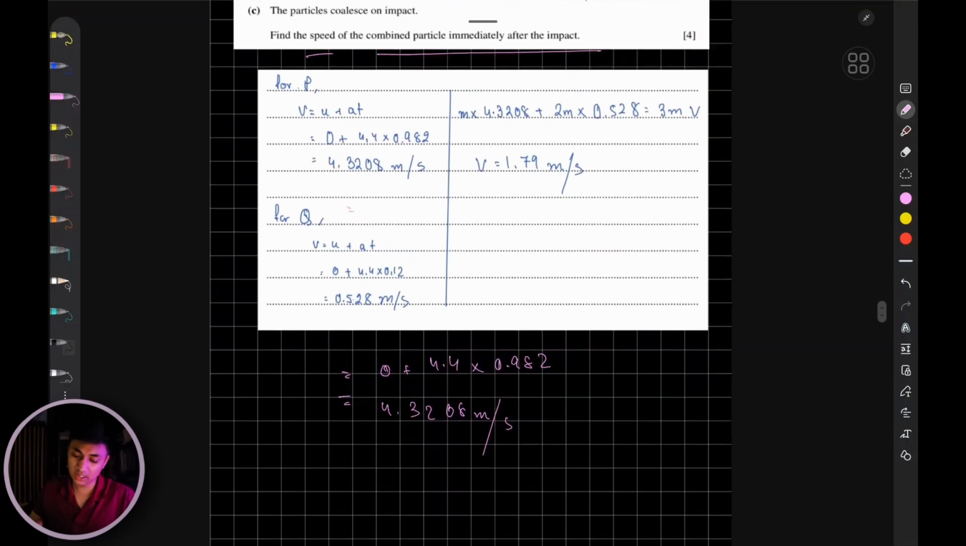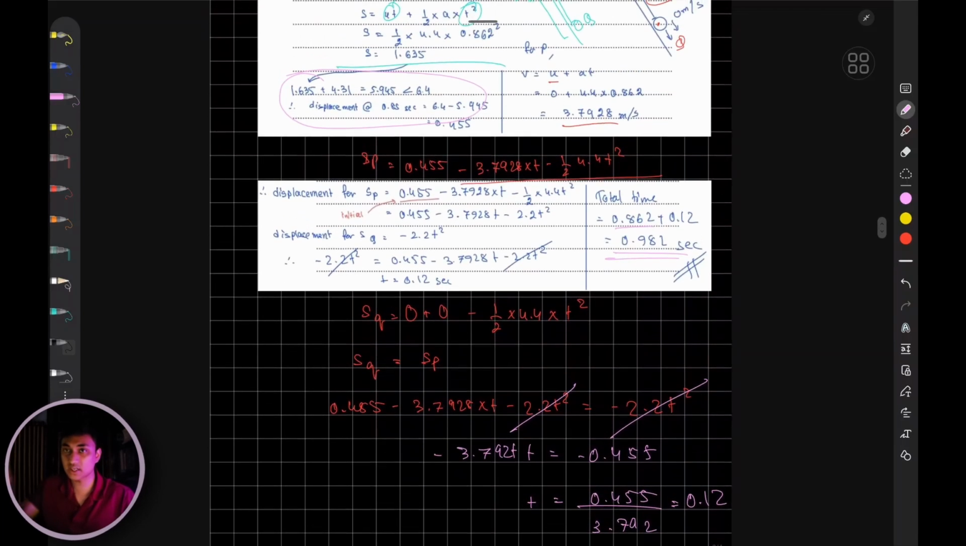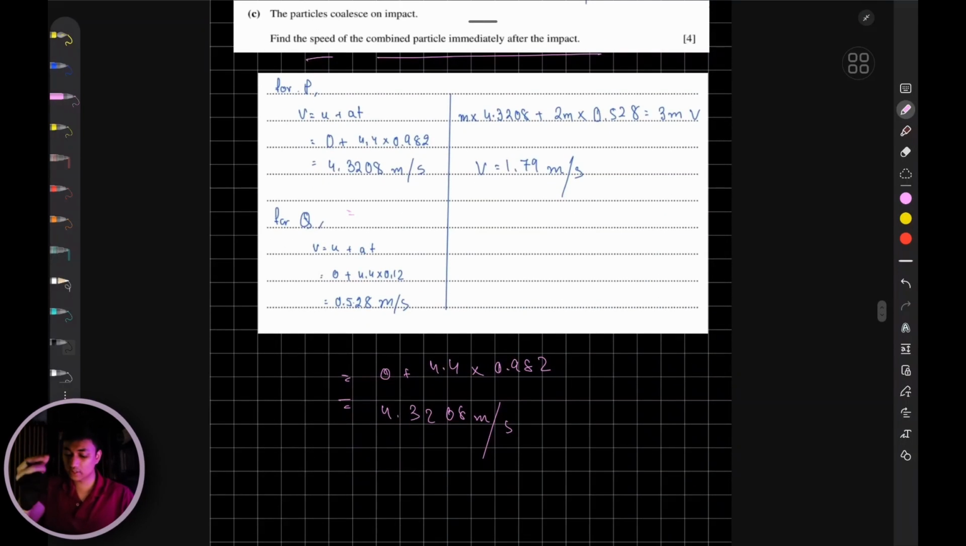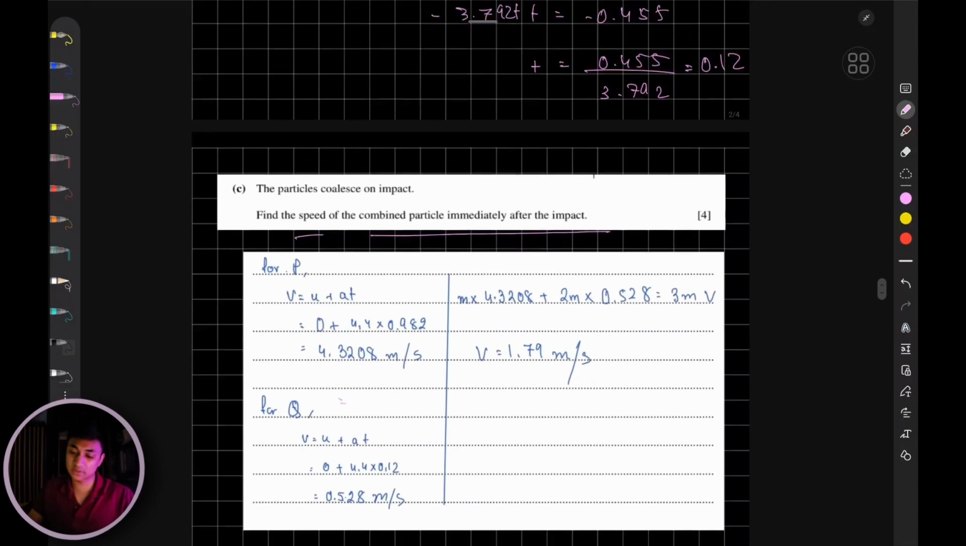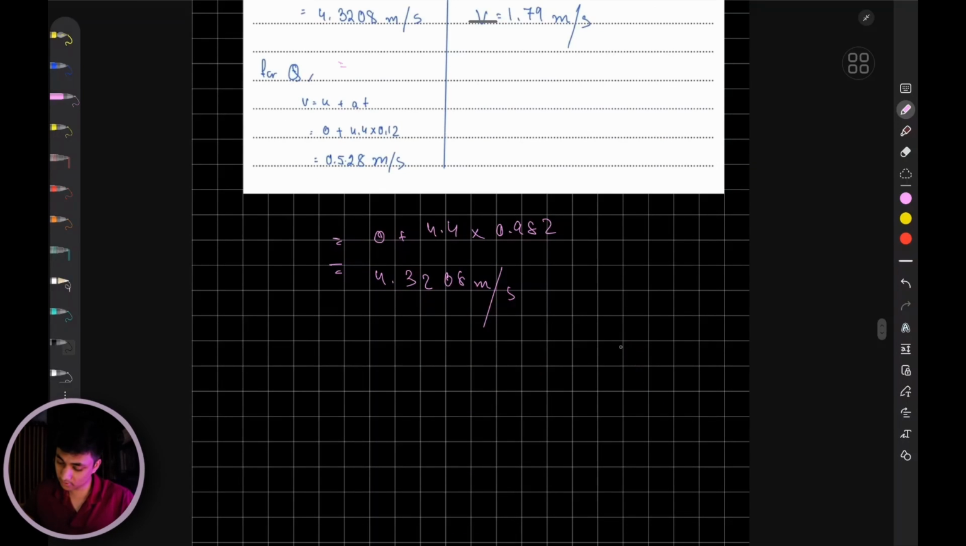Now for Q, do the same. Find the velocity of Q. That is, initially it is 0, because it went up, paused, and falls down. So when it comes to rest, from that point onwards, it's going to accelerate down. So from that point onwards, what is the velocity it gains? That we're going to find out. That is 0 plus 4.4 acceleration downwards times 0.12, the amount of time after which they come in contact. Because notice for Q, it moves up, it consumes 0.86 seconds, then it pauses and moves down for 0.12 seconds before P and Q come in contact.